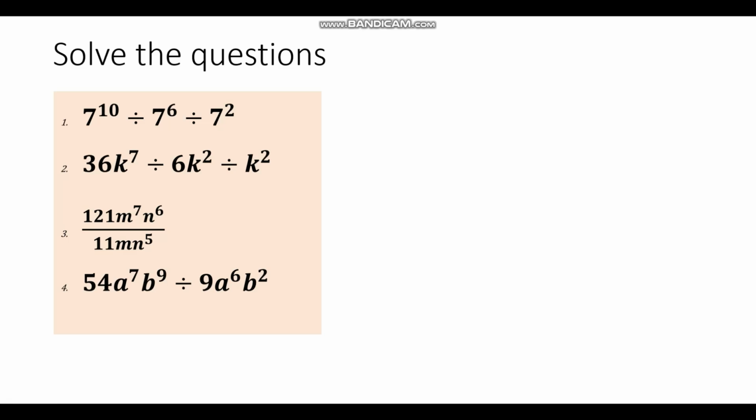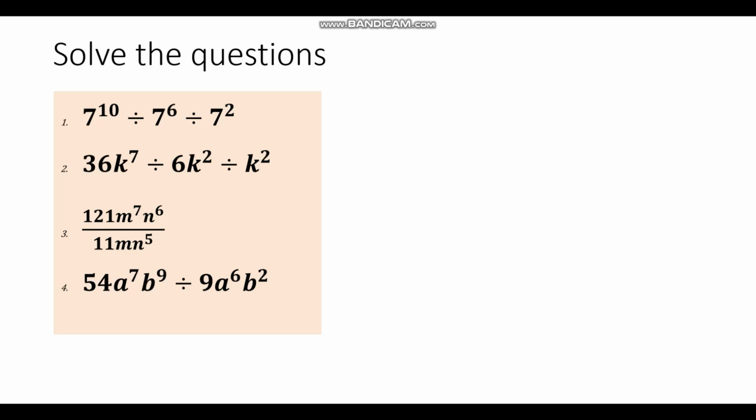Here we have 4 questions, so I want you guys to try to do it by yourself, and after this I will explain the working step by step to you guys. So I will explain briefly on the questions now. The first one, we have only one base, which is 7. Since this is a division, we just minus all the value of index. Second question, we also have one base only, which is k.